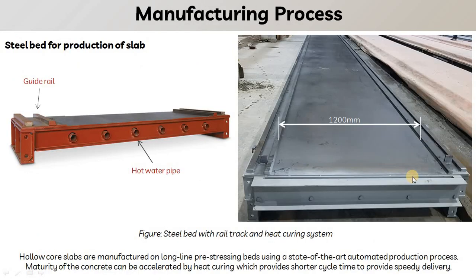So let us start with the manufacturing process. First, if we have already seen and understood what is hollow core slab and how it is produced, now let us see what are the manufacturing processes that are involved. As I told you earlier, the hollow core slabs are casted on the steel bed. Here you can see this is the steel bed, and it has a fixed width of 1.2 meter.